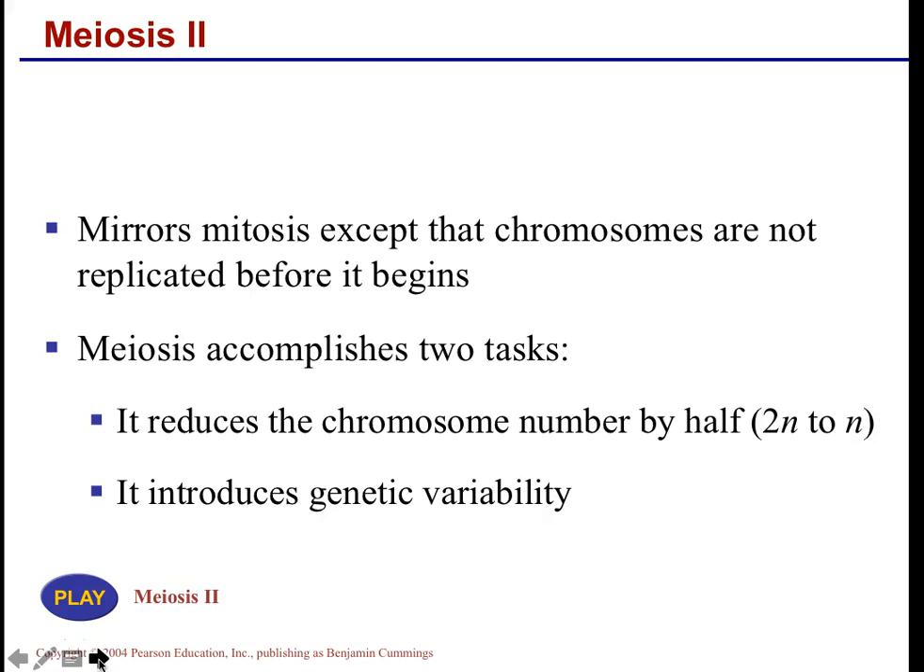So at the end of meiosis 1, you've got 2 cells, they're diploid. They swing right into meiosis 2. And at the end, they divide, you get 4, and that gives you haploid.